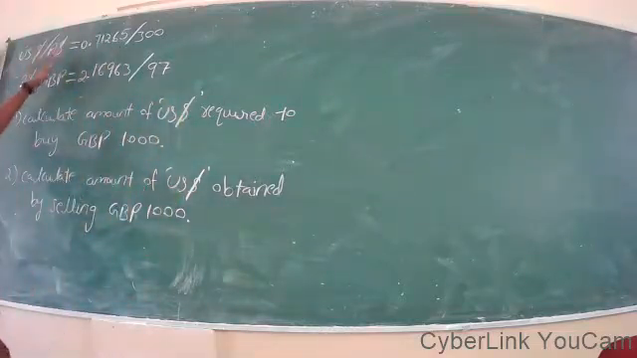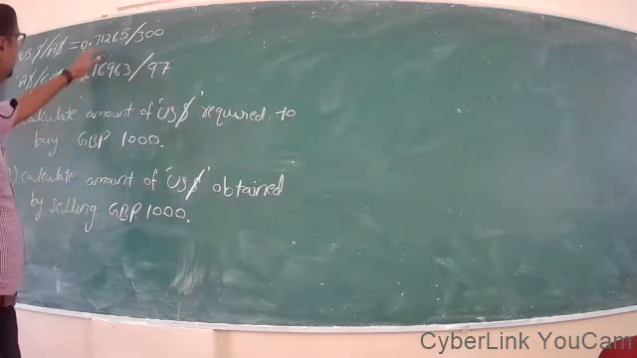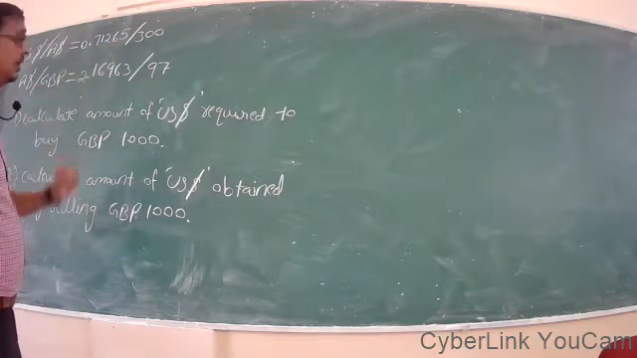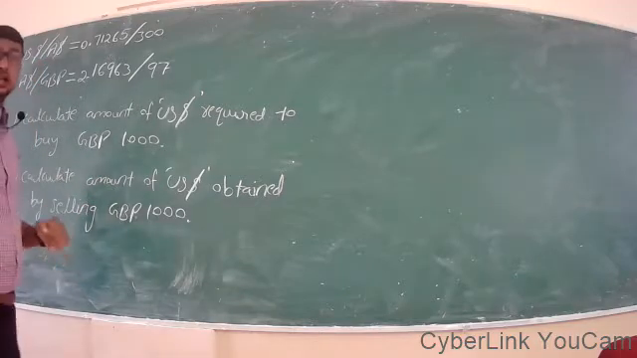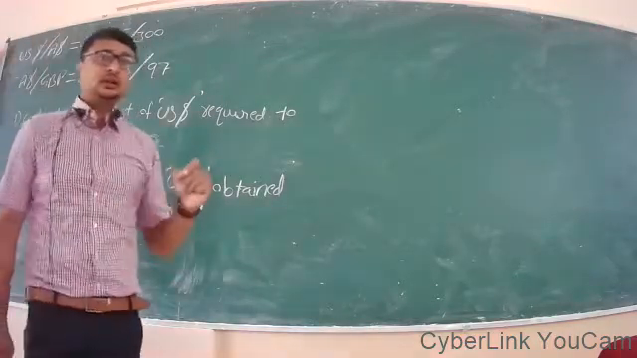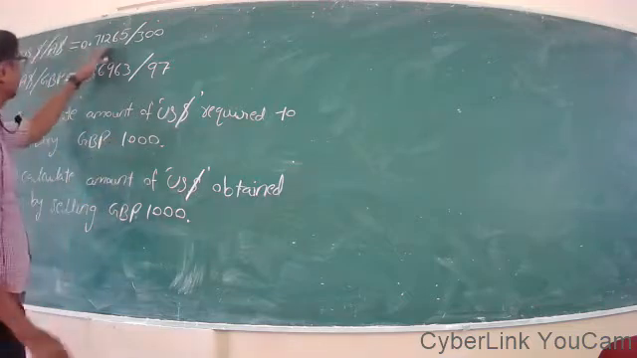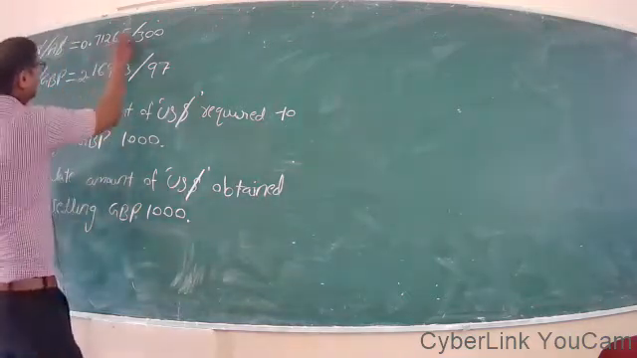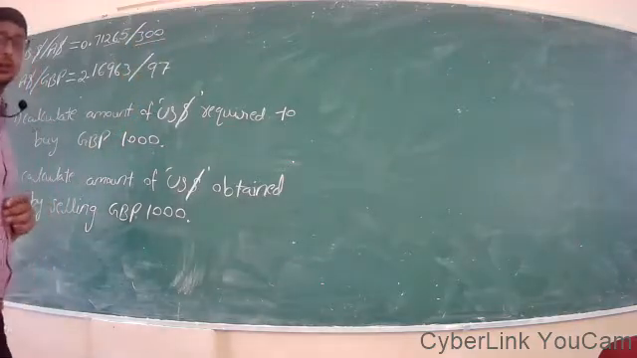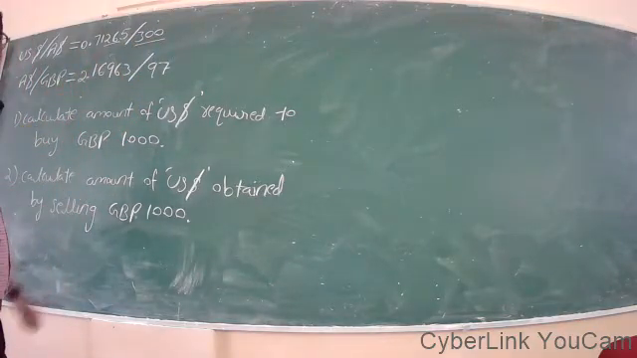US dollar per Australian dollar is 0.71265 oblique 300. That means 1 Australian dollar is equal to US dollar 0.71265 oblique 0.71300. The pips are 3 digits here.